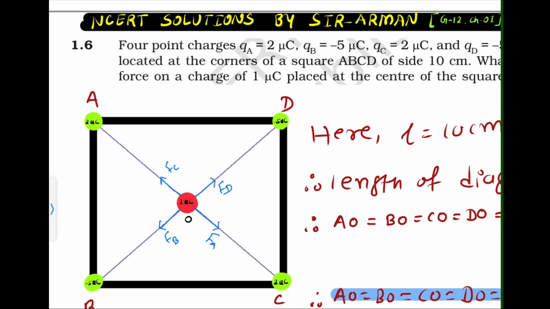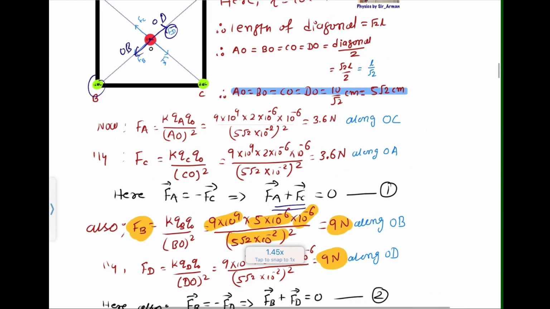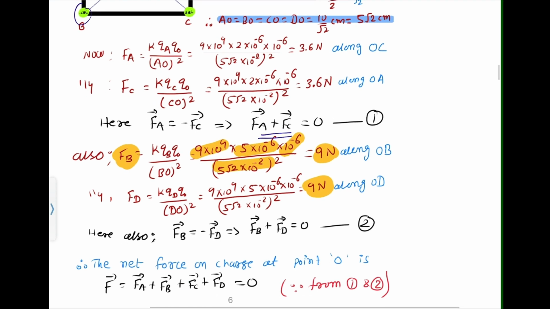Now if we trace their direction, the charges at B and D, which are given in the question, are both negative, so they will pull. So FD is along OD and FB, the force by B, is along OB. So both are again equal and opposite, so they cancel each other and the net force will be 0.